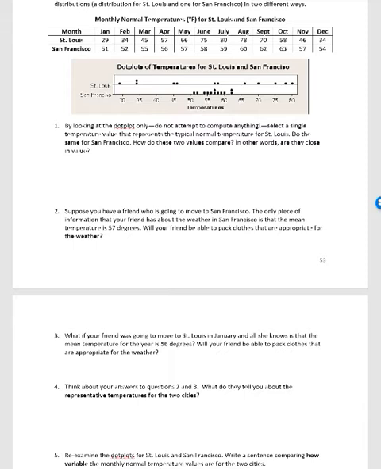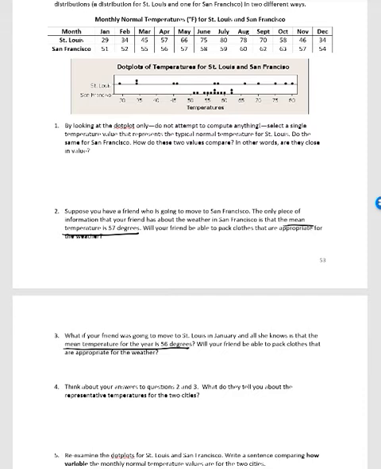And then think about your answers to numbers 2 and 3. What do those answers tell you about the representative temperatures for those two cities? What I mean by that is, okay, so we see that the mean temperature for San Francisco is 57. The mean temperature for St. Louis was 56. In both of these cases, this mean is supposed to characterize the center of this distribution. It's supposed to represent the distribution.